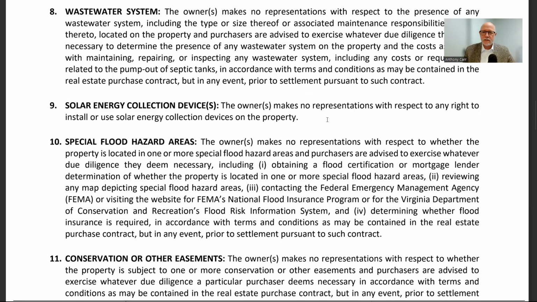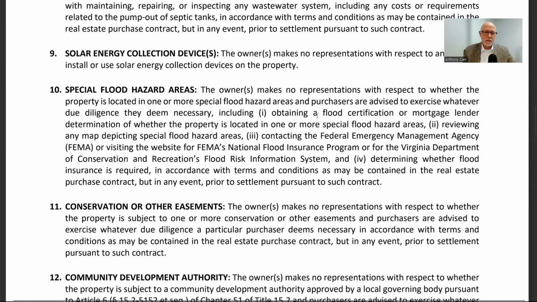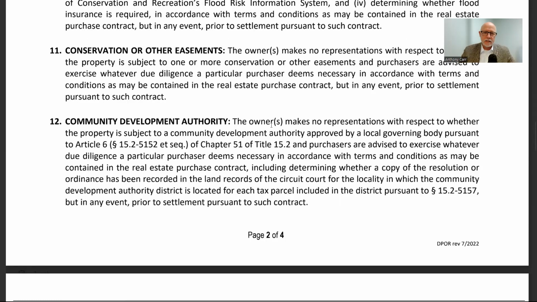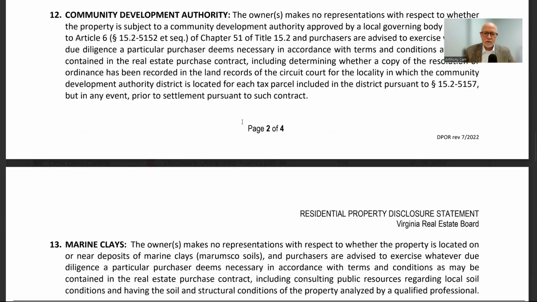Solar energy collection devices, whether they can or cannot have that, they've got to check that out themselves. Special flood hazard areas. We have flood maps in our records to help show that. But the buyer, if they're concerned, may need to look up the FEMA National Flood Insurance Program map. Number 11, conservation or other easements. I make no representations about that. And so the buyer needs to look at the master plan and see what's going on with the property around the property I'm looking at purchasing. Community Development Authority, no representation about that, what the local government is trying to do or not do.